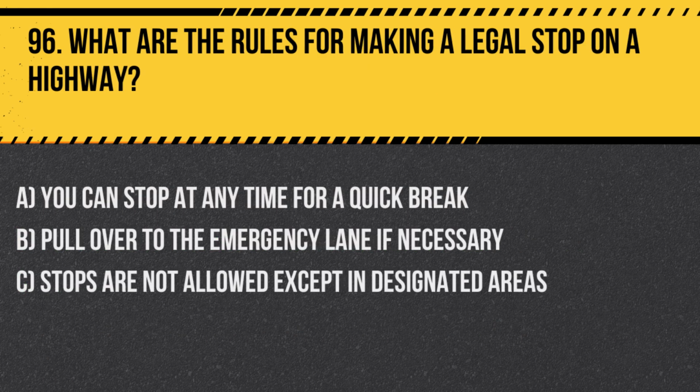Question 96. What are the rules for making a legal stop on a highway? A. You can stop at any time for a quick break. B. Pull over to the emergency lane if necessary. C. Stops are not allowed except in designated areas. Answer. C. Stops are not allowed except in designated areas. For safety reasons, stopping on a highway should only occur in designated areas or for emergencies.